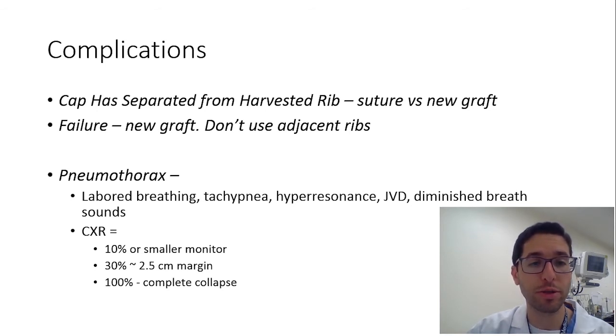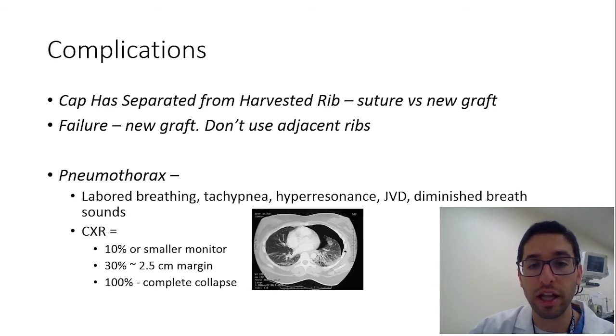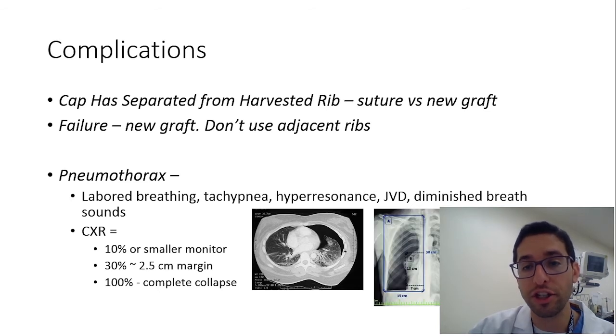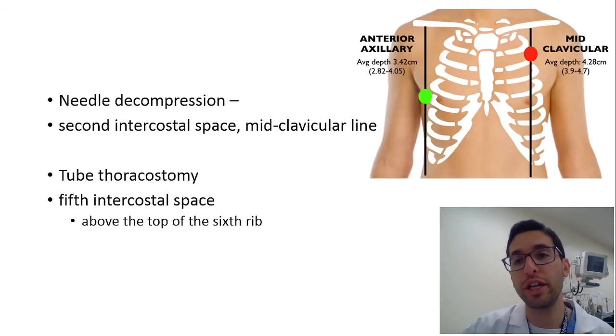If it's 10% or smaller, you can just monitor it. If the patient has like a 30% pneumothorax, this is a very crude measurement, this is a rule of thumb. If you see a 2.5 centimeter margin, that's approximately 30% of the lung is down. And if you have complete collapse of the lung, then that's 100%. So like I said, with a CT, you can get an exact number of how much of the lung is down. On a chest x-ray, there are fancy measurements to try to figure it out. But the crude number to know is that if your margin is 2.5 centimeters, that's about 30% of the lung is collapsed.